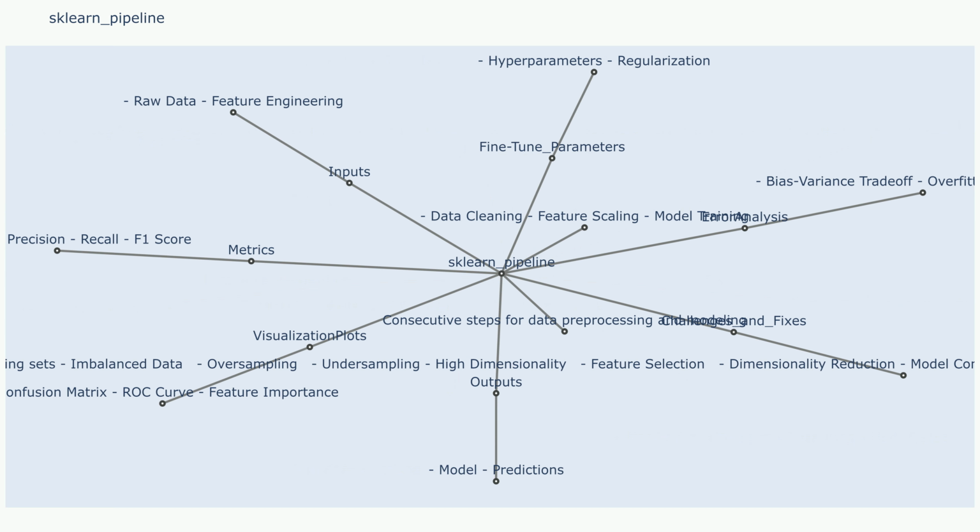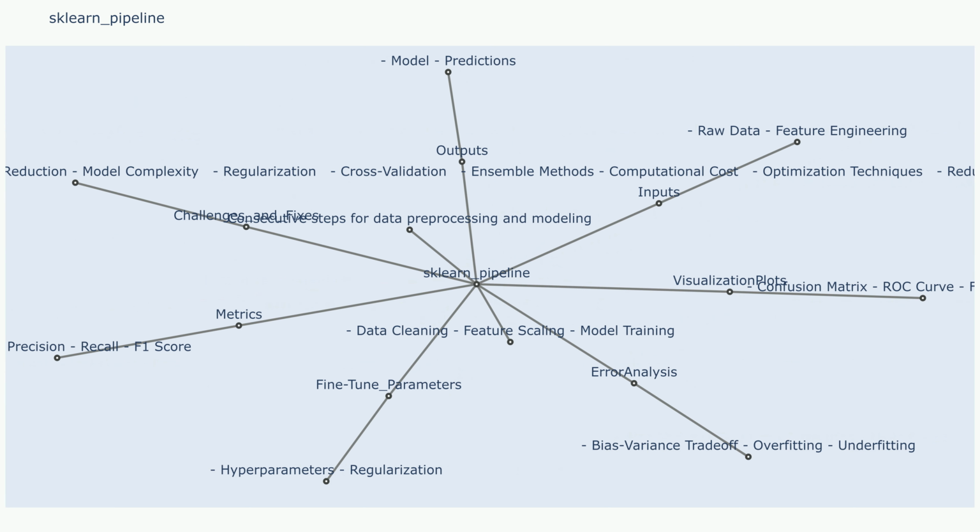Inputs: data, the raw data that the pipeline will process. It can be any format that the chosen transformer can handle, typically a pandas data frame or a NumPy array. Target: optional, the target variable for supervised learning tasks, if applicable. This can be a separate column in the input data or a separate array.